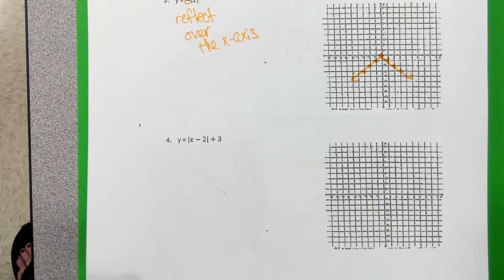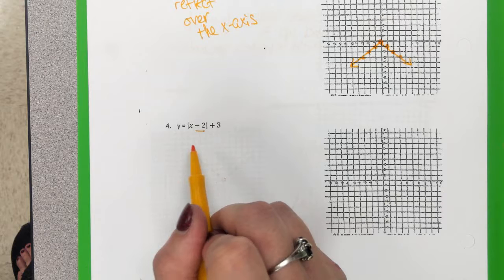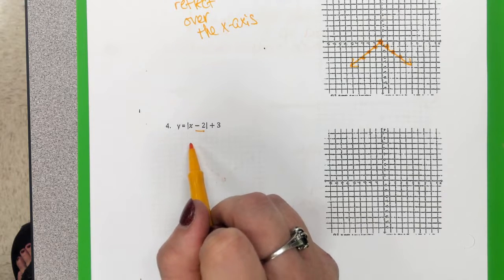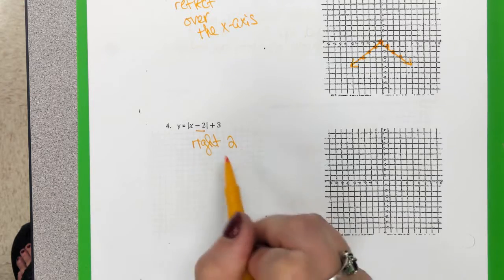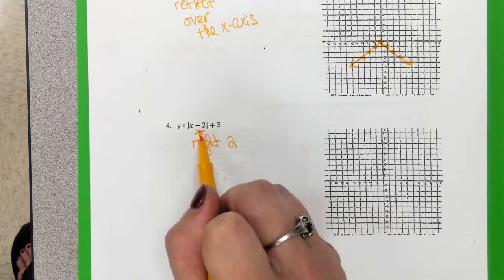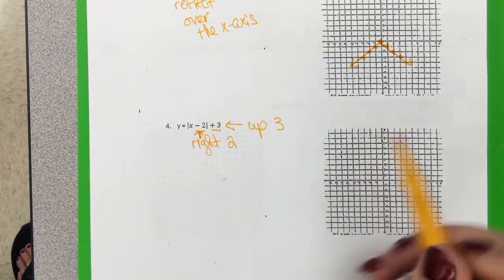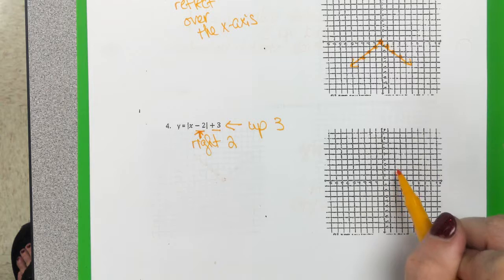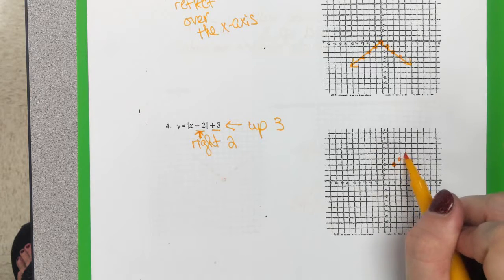Last one, number 4. What's this one tell me to do? It's inside. Right. Very good. So that's going to be right 2. Hold on a minute, we're not done yet. This guy tells me right 2, that moves up 3. That's where you put your dots. You go right 2, up 3, then you put your dot. And so am I going to go out 1, up 1, or out 1, down 1 on both sides? Out 1, up 1, because it's positive, right?